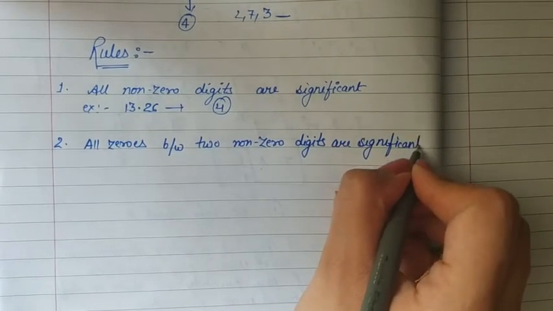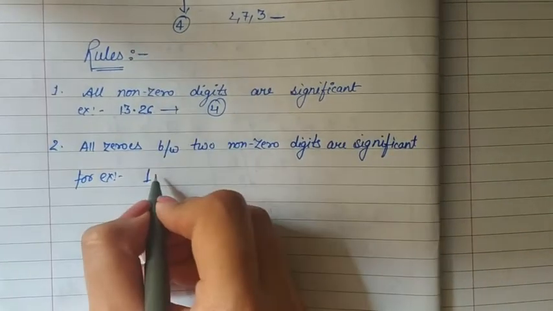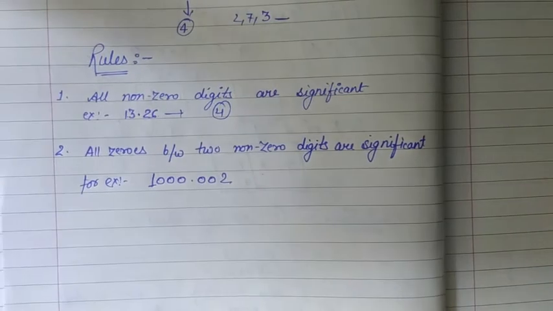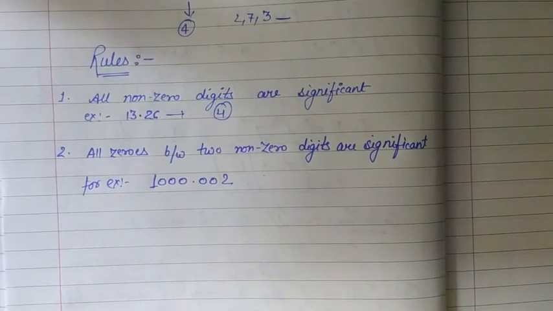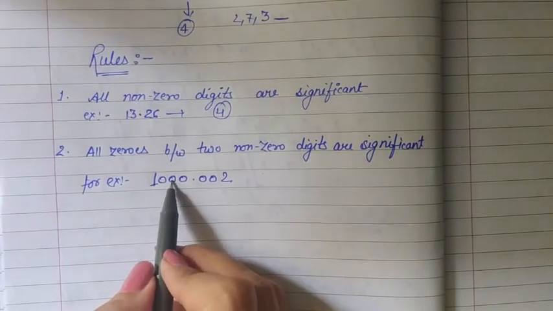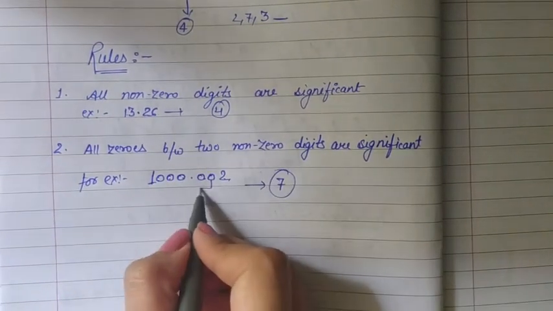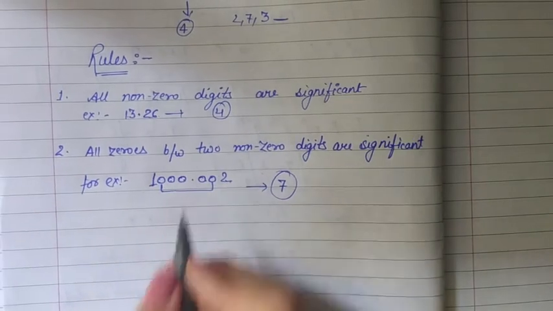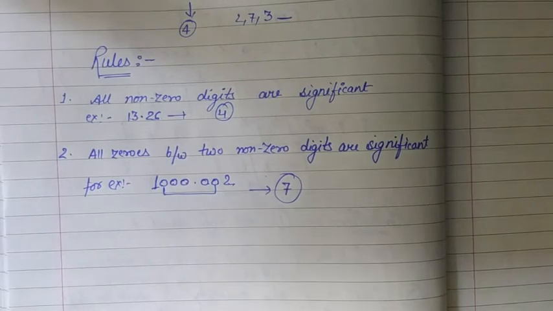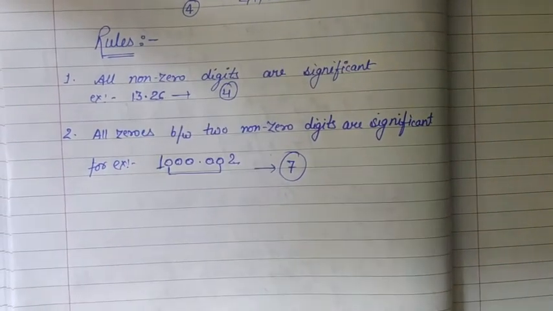For example, if I have the number 1,000.002, this number has significant digits 1, 2, 3, 4, 5, 6, 7. So we have to count all the zeros because these are between two non-zero digits. That's why all the zeros that come between two non-zero digits come under the category of significant figures. So there are 7 digits.